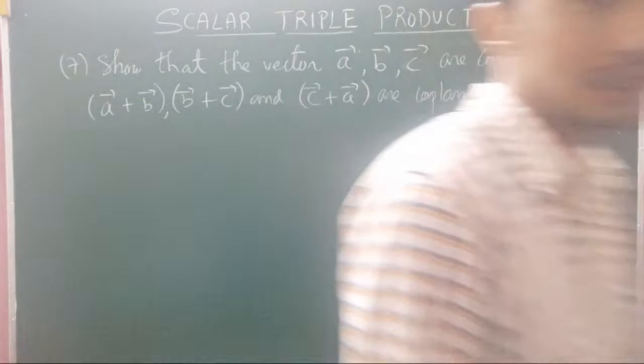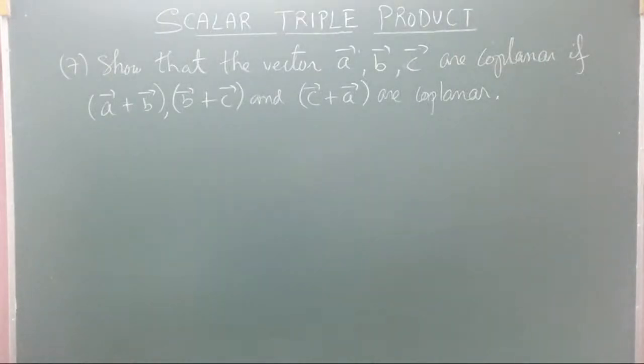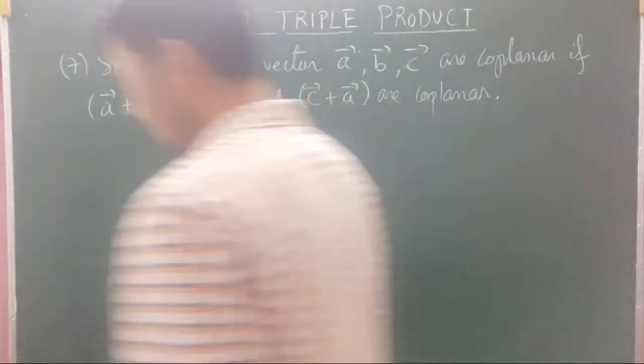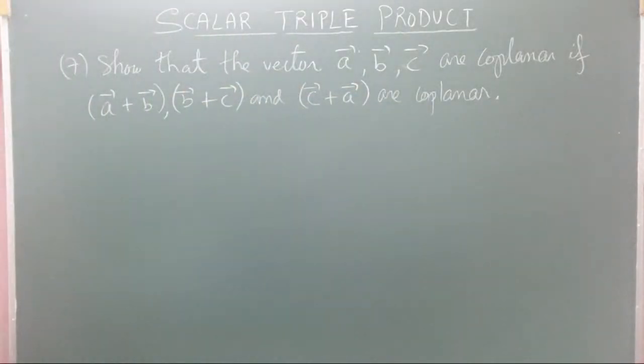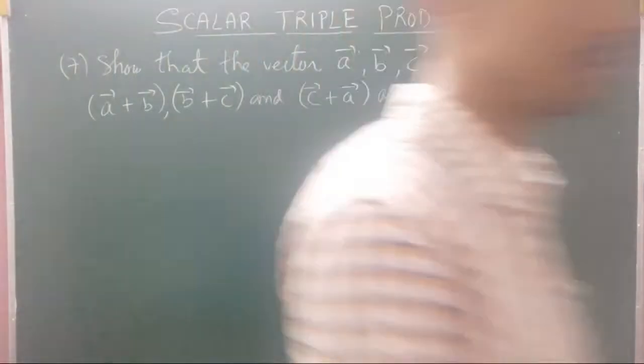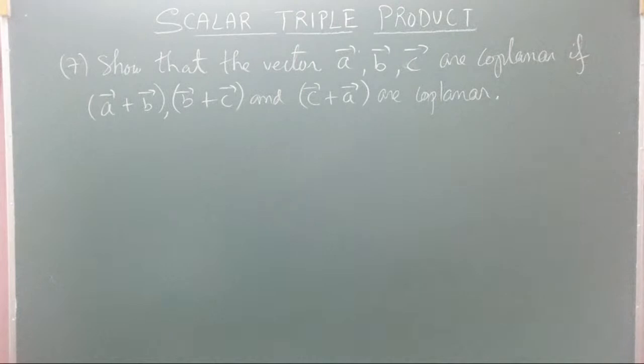How do we prove? Just so many questions we have been doing about now coplanarity. So this is the last question. So how do we prove that they are coplanar? Their scalar triple product should be 0. Let me just have a glass of water. Last question.